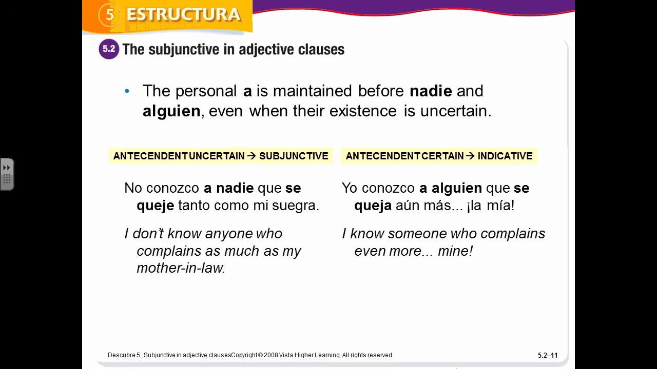But the personal a is maintained before nadie and alguien, even when their existence is certain. So a nadie here, alguien. Now in this situation, a nadie tells us that we have to use the subjunctive here, que se queje. This person on the other side exists, so we would use the indicative, se queja.